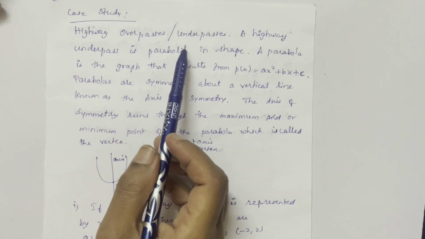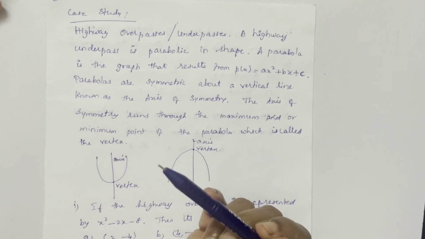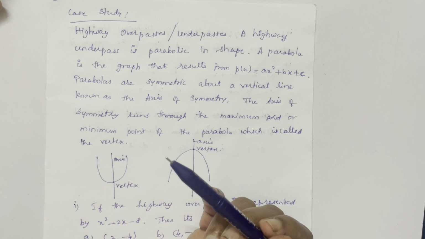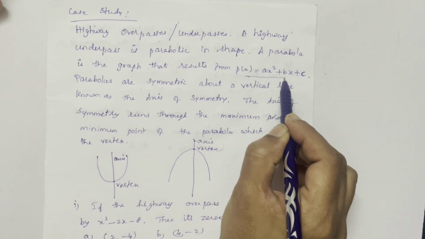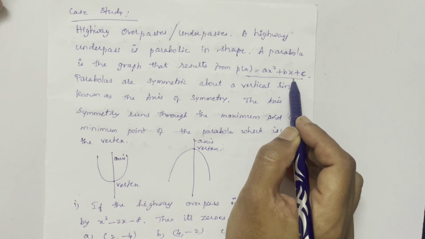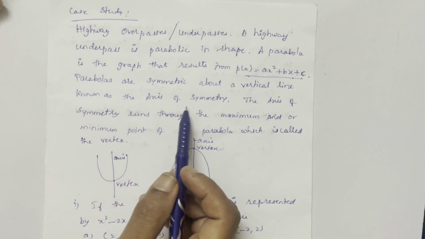Highway overpasses are underpasses. A highway underpass is parabolic in shape. A parabola is the graph that results from p of x is equal to ax squared plus bx plus c. That is a quadratic equation. Parabolas are symmetric about a vertical line known as the axis of symmetry.